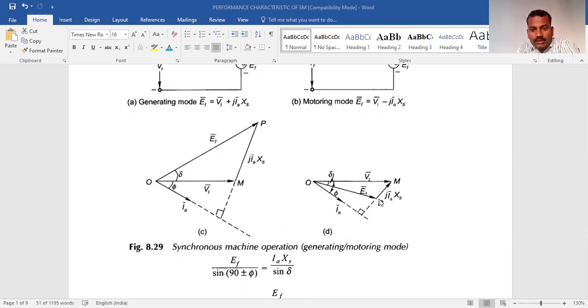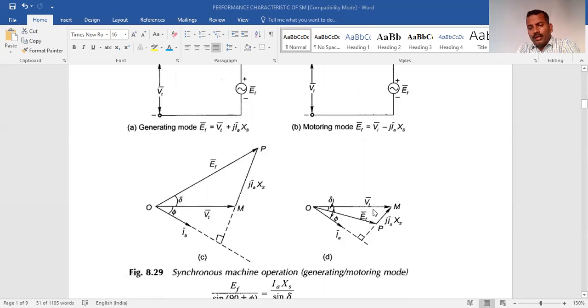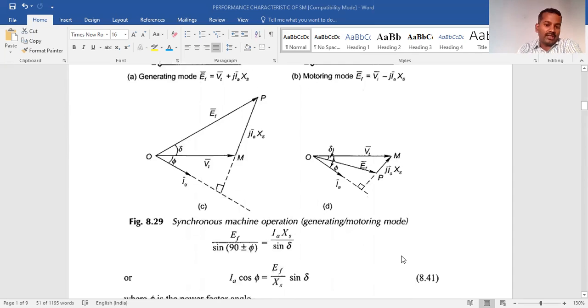This is EF, in case of motoring mode. This is the supply voltage, and this will be the voltage available at the motor. This supply voltage will be equal to the voltage across the synchronous reactance and the excitation voltage, or the voltage across the motor. You can see in the diagram, this VT terminal voltage will be equal to the sum of the voltage across the motor, that is EF, and JIXS, the voltage across the synchronous reactance.